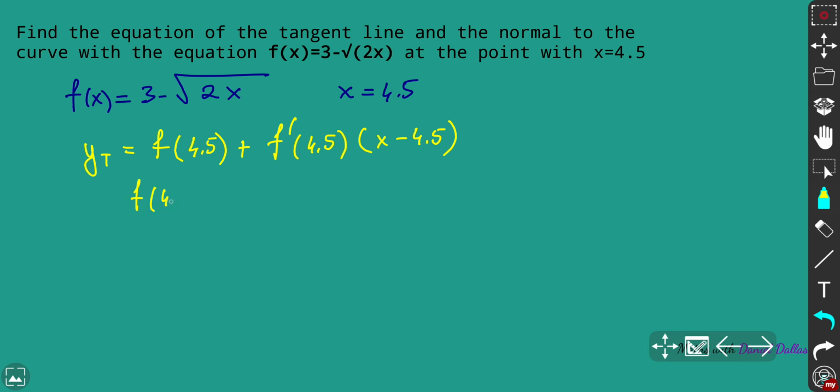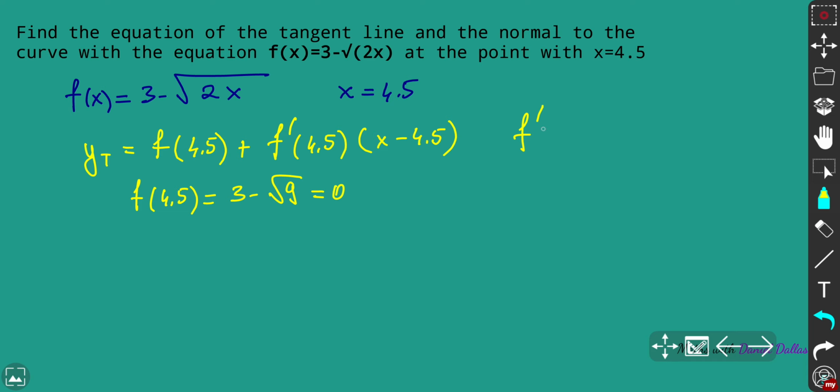Let's set up in a consecutive way. So we're starting from f(4.5). If you plug in there, you'll get 3 minus square root of 9, which is simply 3. So 3 minus 3 will give you 0. Okay, so that means f(4.5) will be 0.